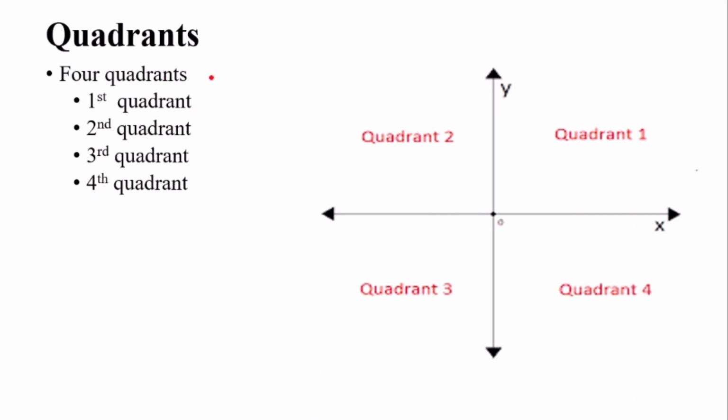And there are basically 4 quadrants: first, second, third and fourth. In the first quadrant both x and y are positive. You see the x-axis is positive here, and the y-axis is positive. So the values that lie in this first quadrant are positive, positive. All the values lying in this quadrant have a positive x value and a positive y value. Similarly, all the values which lie in the second quadrant have a negative x value and a positive y value. This is the negative x-axis and this is the positive y-axis.